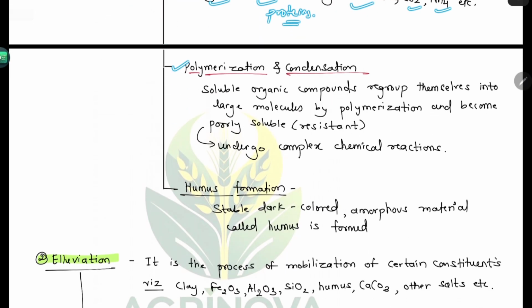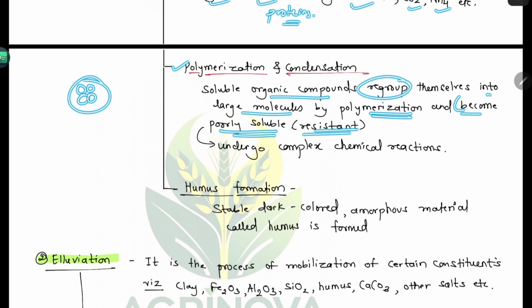Basically, what do you mean by polymerization? So basically the organic compounds regroup themselves into large molecules by the process of polymerization. So they regroup themselves to form large molecules with the process of polymerization and become poorly soluble, meaning it becomes resistant to various chemicals, and then undergo the chemical reaction.